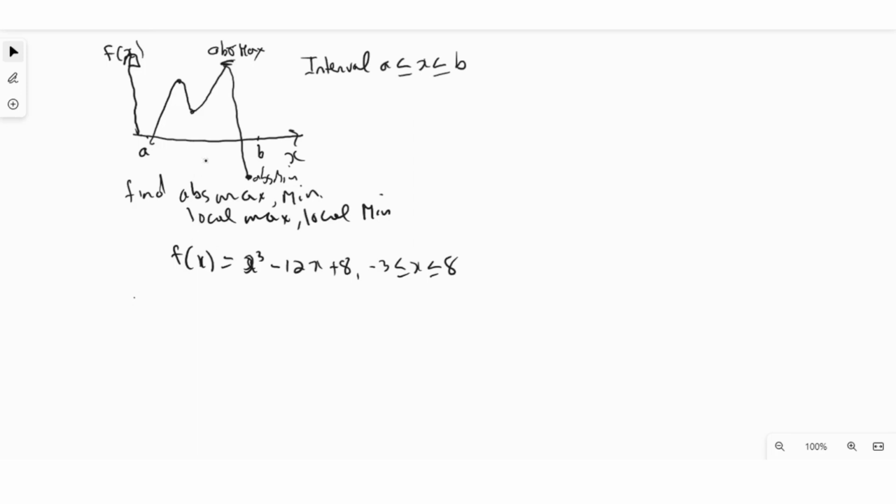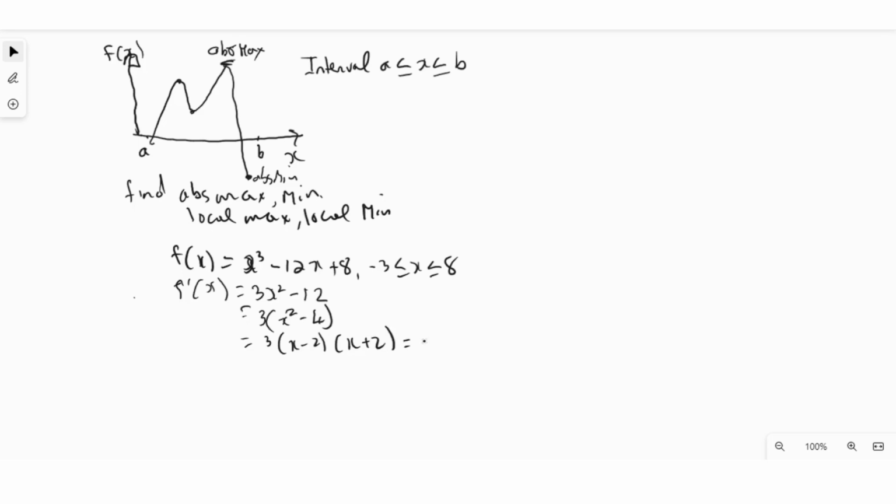So to find that, the first thing we do is we find the derivative. Whether we know anything or not, we always derive. We factor 3x squared minus 4, and this is 3x minus 2, x plus 2.